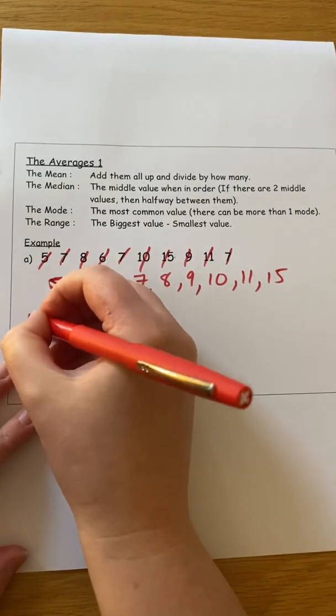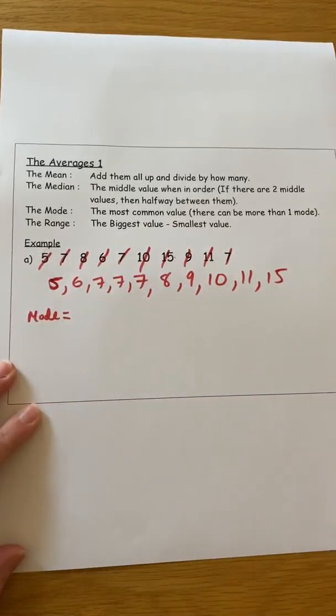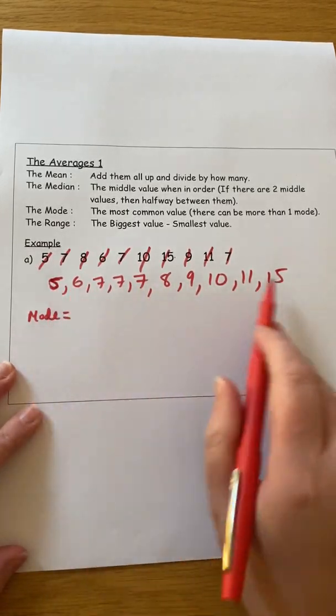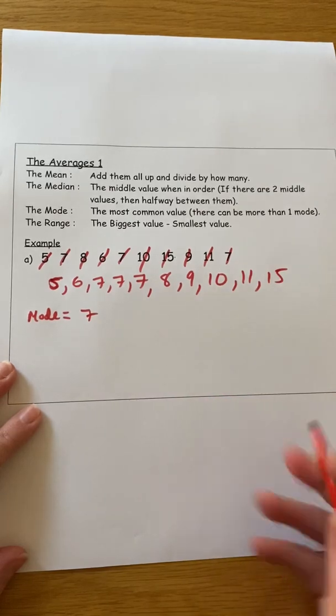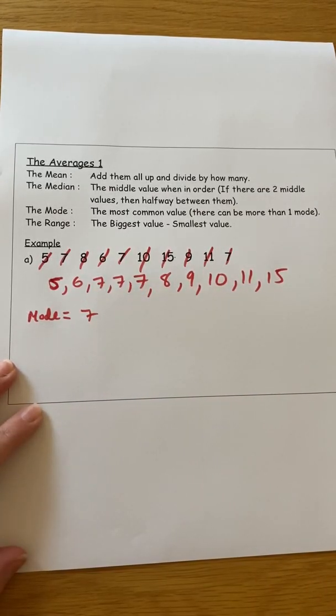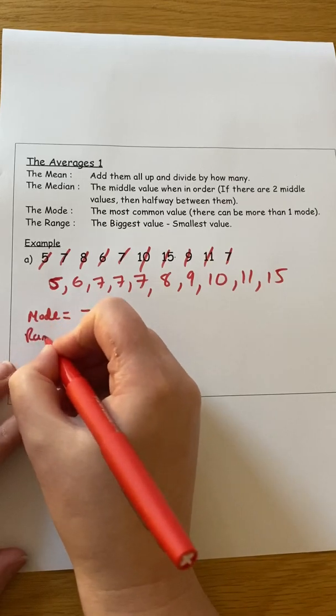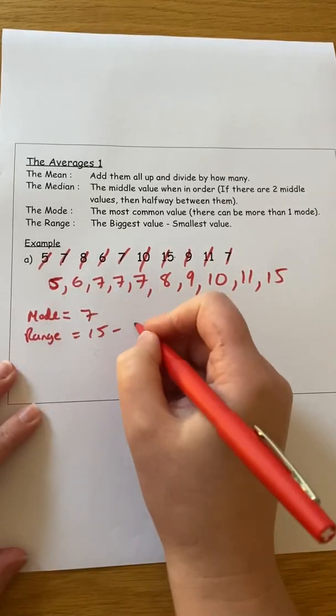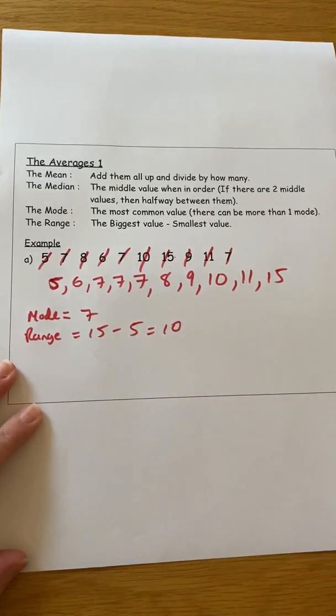So if we start with the mode, because that's the easiest one, it's the most common number, the one that appears the most. It stands out straight away now that they're in order. 7 is the most popular number. That appears 3 times, okay? So that is our mode, our most common number. If we then think about the range, that's the biggest number, which is 15, take away the smallest number, which is 5. So my range is 10.